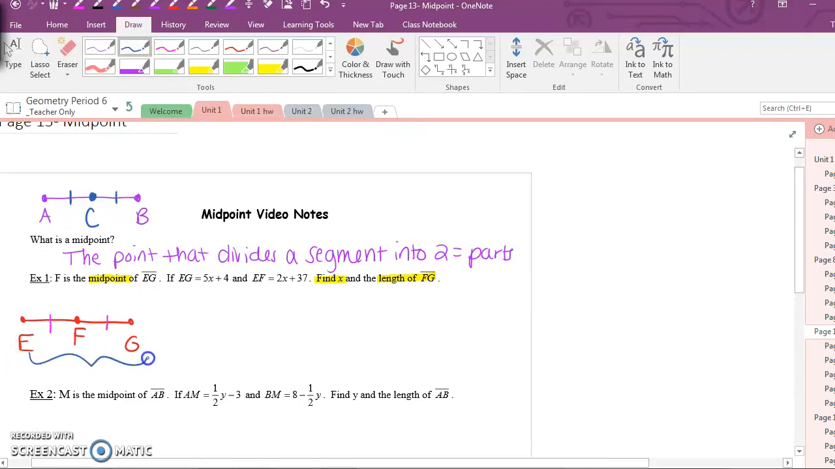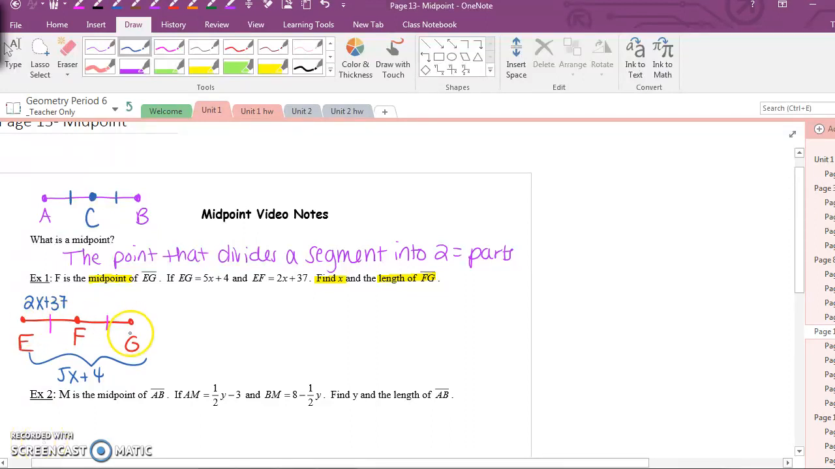They gave me that EG, which is the full segment, is 5x plus 4, and they told me that EF is 2x plus 37. So before I keep going, take a second here and see if you can figure out what you might do. Pause the video, think about it. When you're ready, hit play.